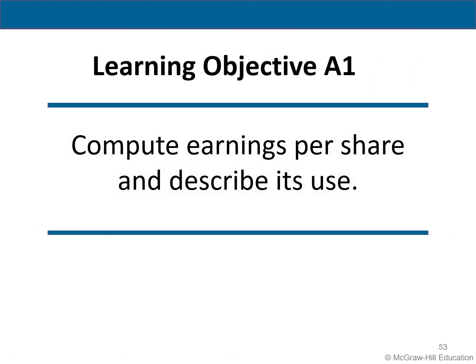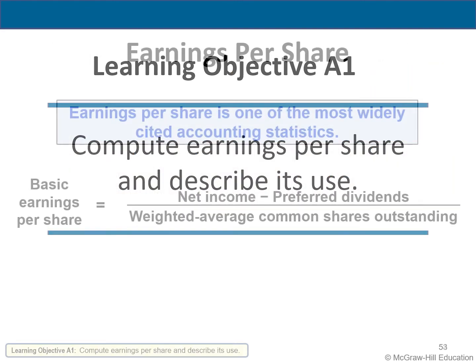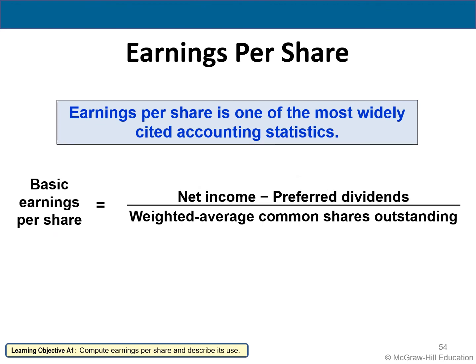All right, so compute earnings per share and describe its use. There's another ratio that's rather important and used quite frequently, called earnings per share. It's one of the most widely cited accounting statistics, and it's computed as follows: net income less preferred dividends divided by the weighted average common shares outstanding. That's going to give you your earnings per share.